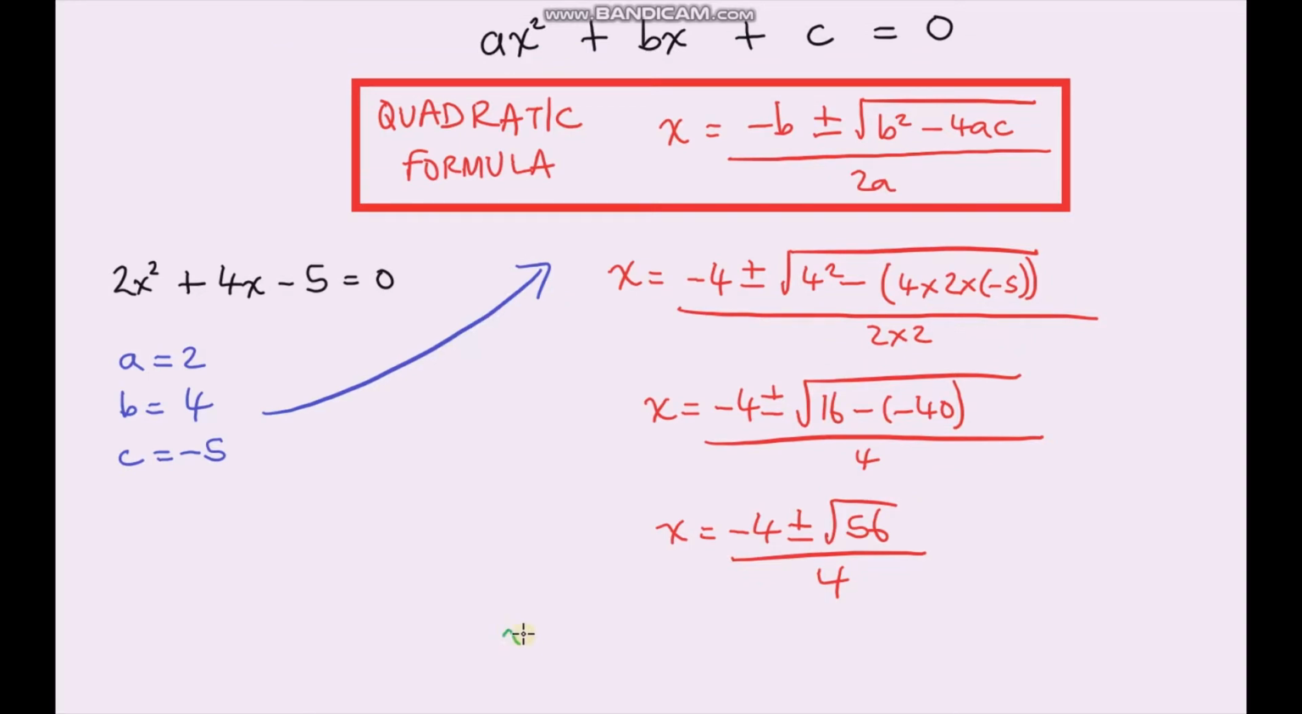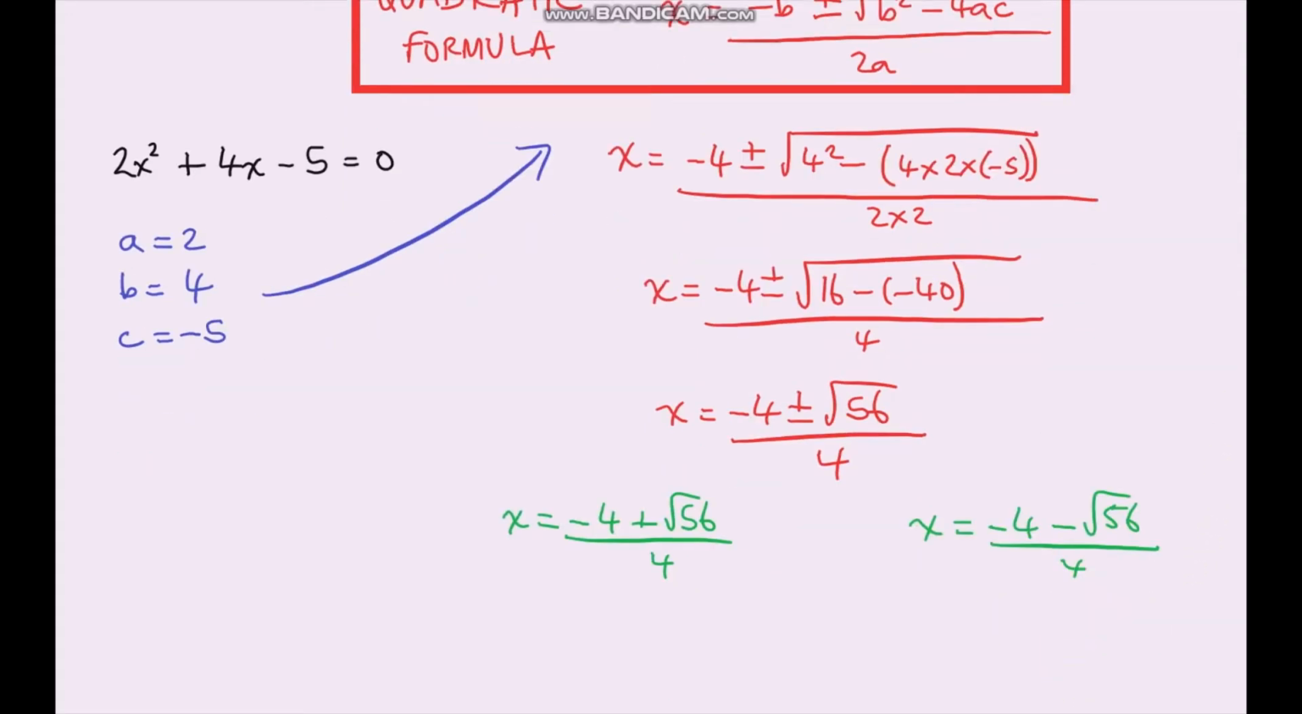So what I'm going to put into the calculator is -4 plus root 56 divided by 4. And I'm also going to put in x equals -4 minus root 56 divided by 4, because we've got two solutions. And I'm left with x equals 0.87, and that is rounded to 2 decimal places. And this solution is going to be x equals -2.87, and that is also to 2 decimal places. And these are our two solutions here.